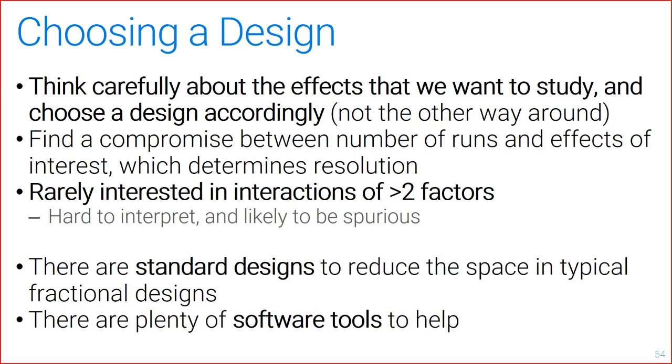It's all about finding a compromise between the number of runs that you can afford and the number of effects that you want to study. That's what determines the resolution of your study, and it's all about the balance. Now, in practice, very, very rarely are you going to be interested in interactions between more than two factors, because they're very, very hard to interpret, and they're very likely to be just spurious, just random coincidence that you see something.